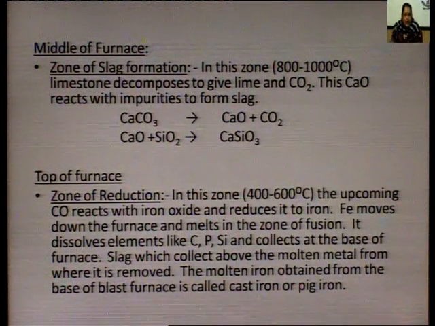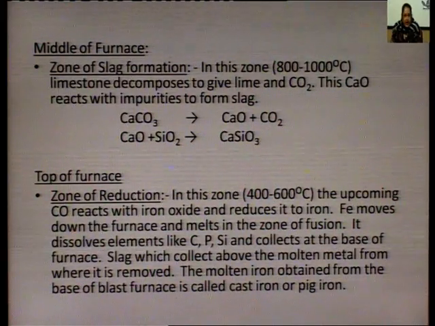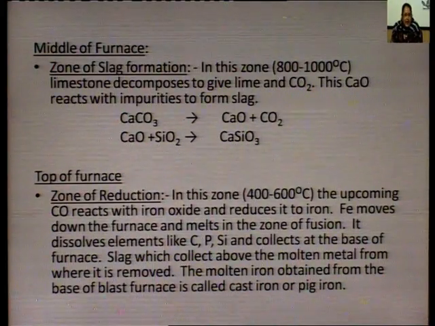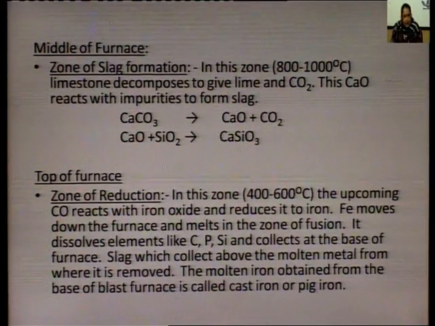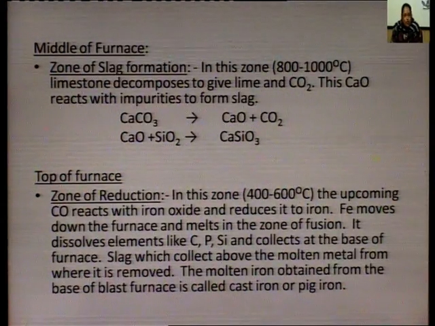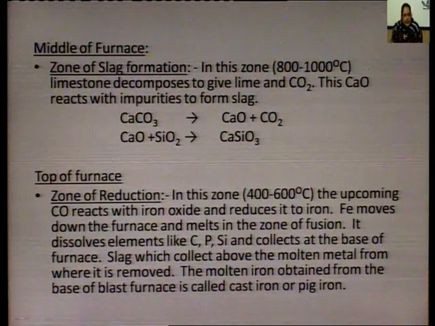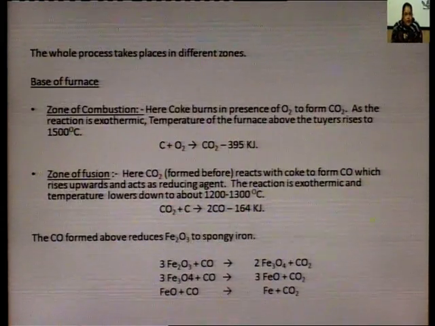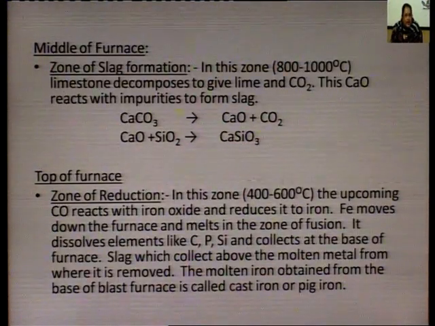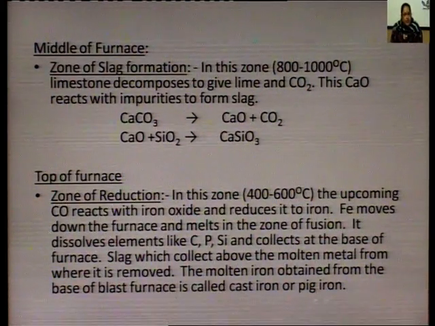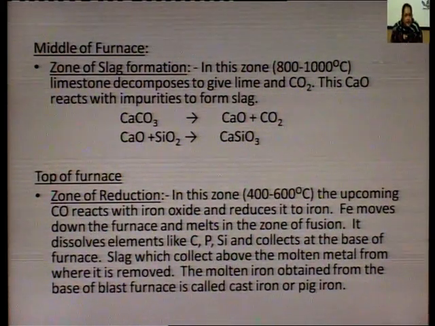So, the slag will collect above the molten metal, from where it is removed, and the molten metal is obtained from the base of the blast furnace. This iron, which we have obtained from the hematite ore, is called cast iron or pig iron. So, it means there are 4 zones formed in the blast furnace, in which the total process takes place. The 4 zones are the zone of combustion, the zone of fusion, the zone of slag formation and the zone of reduction, in which we have fed 3 things together.